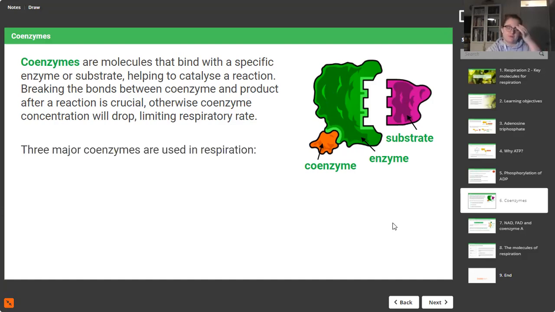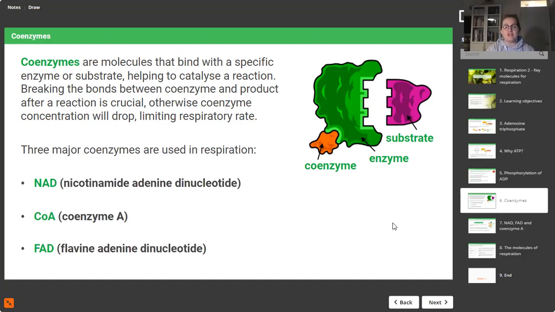We use 3 different major coenzymes in respiration. One that we've come across before, in photosynthesis, is NAD, which is nicotinamide adenine dinucleotide. Then CoA, coenzyme A, and FAD, which is flavin adenine dinucleotide. So all 3 of them are coenzymes that we use during respiration.